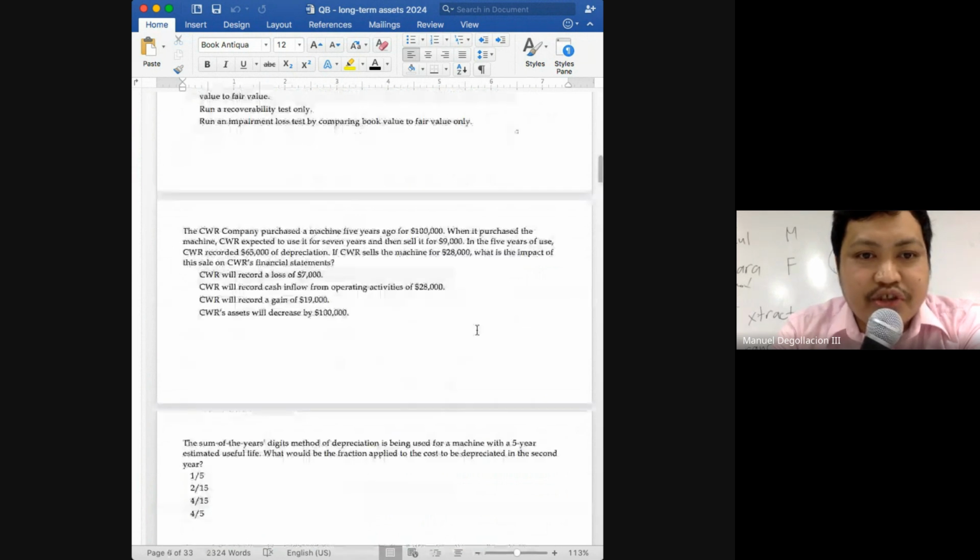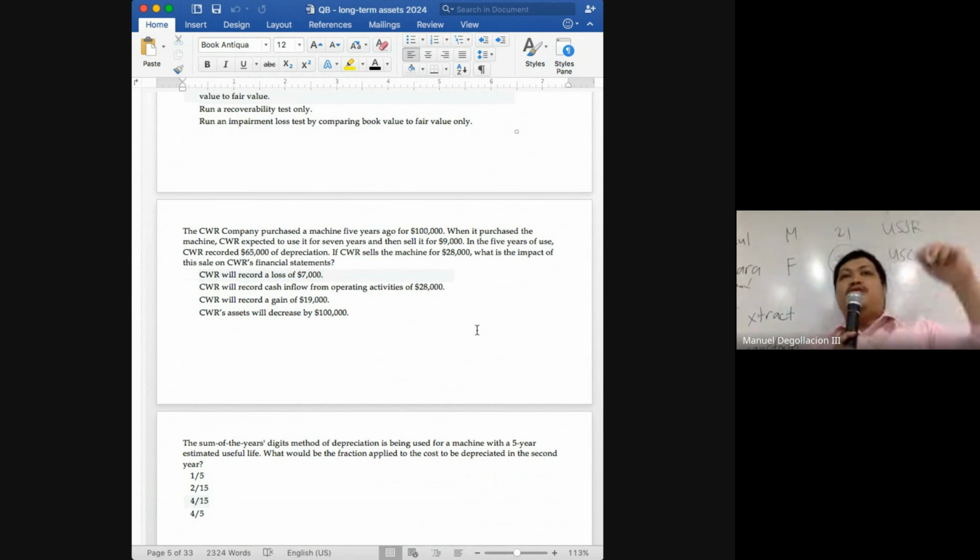Next, the company purchased the machine 5 years ago for 100,000. When it purchased the machine, the company expected to use it for 7 years and then sell it for 9,000. In the 5 years of use, the company recorded 65,000 of depreciation. If the company sells the machine for 28,000, what is the impact of the sale on the company's financial statements? Plus, a common question for long-term assets would be the determination of a gain or loss on disposal. And how do you determine the gain or loss on disposal? Obviously, compare it with the sales proceeds. You compare the sales proceeds with the book value or the carrying amount of the asset.